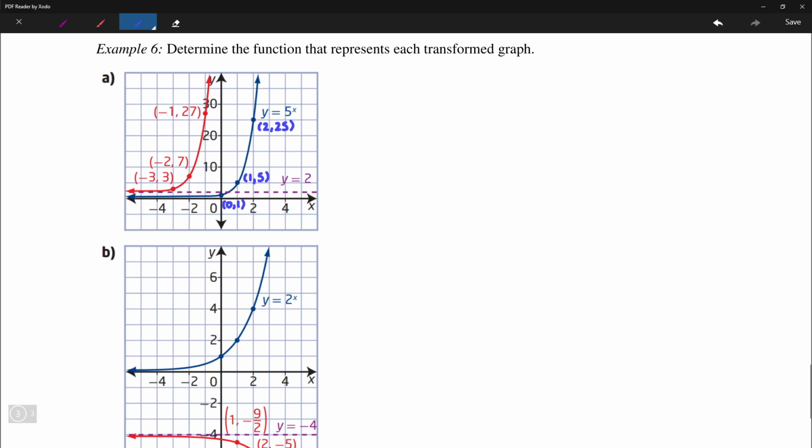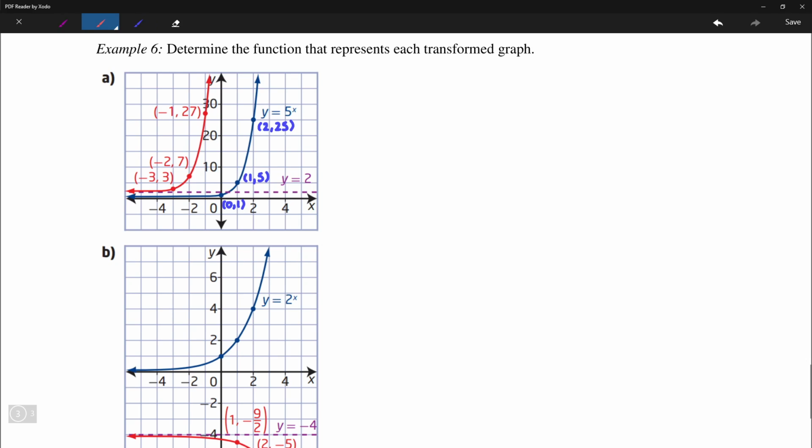And the idea here is that those 3 points correspond to the 3 given points on the transform graph. So that is to say, the point 0, 1 maps to the point -3, 3. The point 1, 5 maps to the point -2, 7. And finally, the point 2, 25 maps to the point -1, 27. So we can see that all of the x values decrease by 3, and all of the y values increase by 2 as we go from the original function of y equals 5 to the x to the transform function.